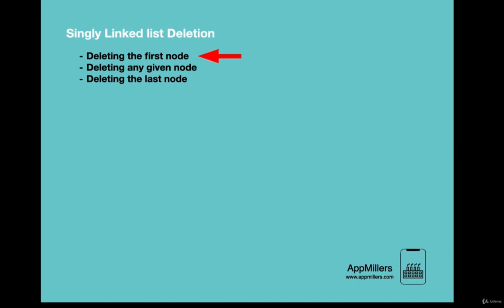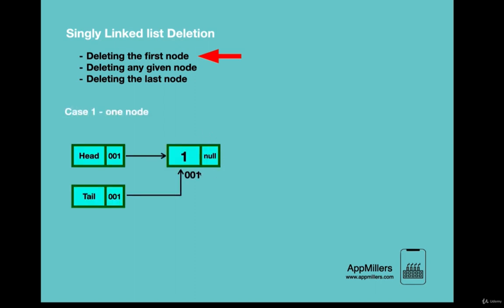If it is the only node in the list, deleting it is very simple. So let's look at this case. So in this case, we have only one node in our single linked list. So we need to delete this node from here. This is very simple. We just need to update tail and head references over here to null.